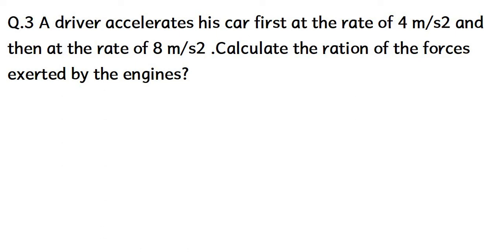Question number 3. A driver accelerates his car first at the rate of 4 meter per second. A driver accelerates means value of A is given, A1 is given 4 meter per second square, and then at the rate of 8 meter per second square, that means it is the another acceleration. So can we write it A1 and the another acceleration as A2? Calculate the ratio of the forces exerted by the engine. We need to find the ratio of forces.